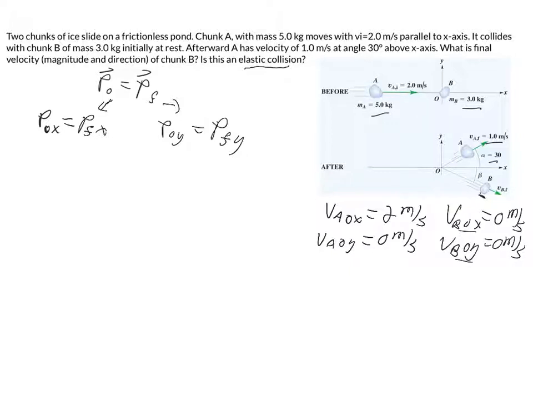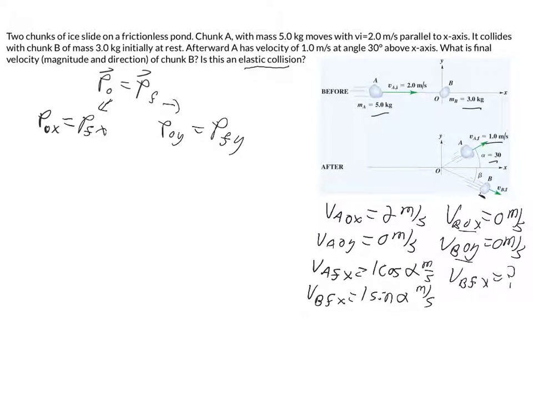Pretty fun. All right, then velocity of A final in the x direction, well, that's going to be 1, at an angle of alpha, times the cosine of our angle alpha, meters per second, and velocity of A final in the y direction is going to be 1 multiplied by the sine of alpha, meters per second. Then velocity of B final in the x, we don't know, and velocity of B final in the y, we don't know, and I just realized I made a typo. This is not B, right? This is A final in the y, so boy howdy.